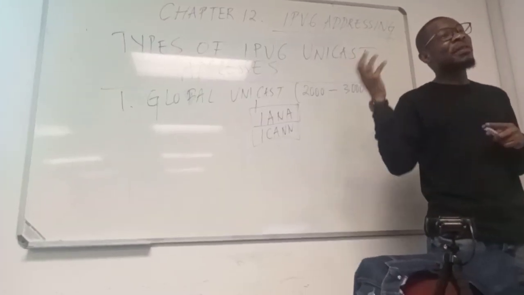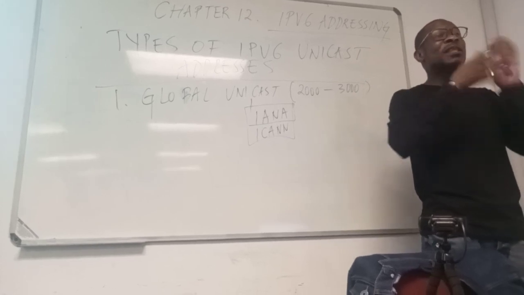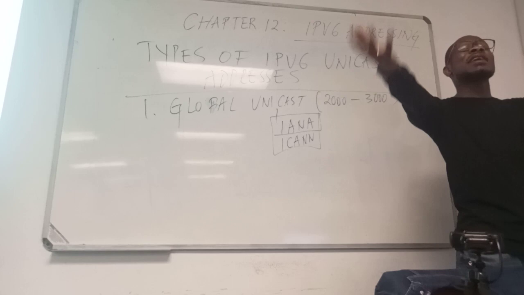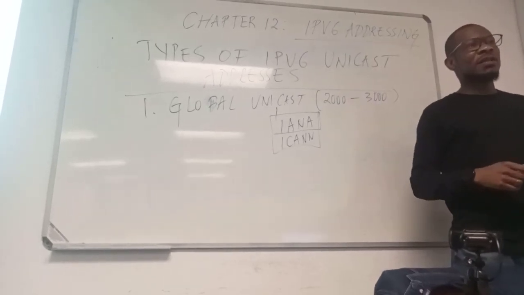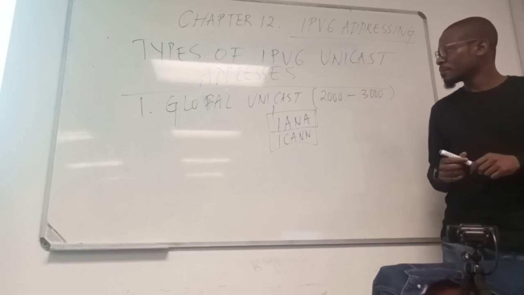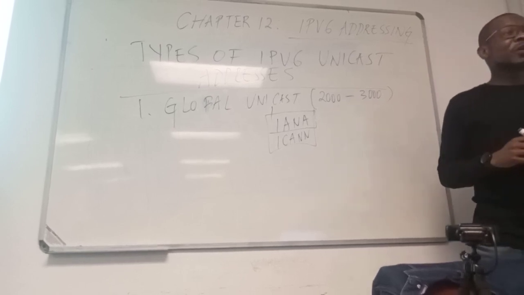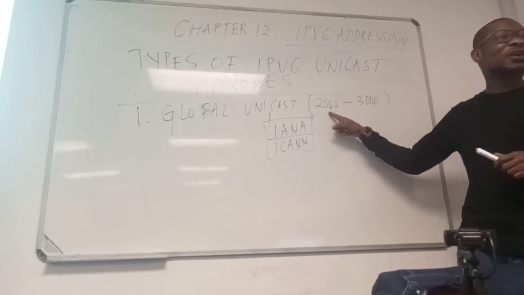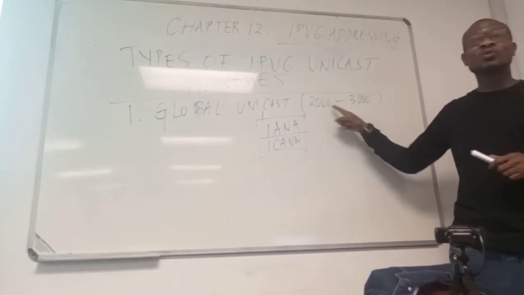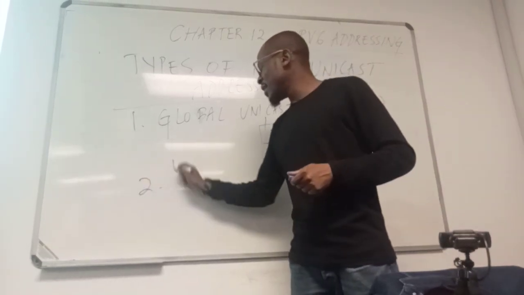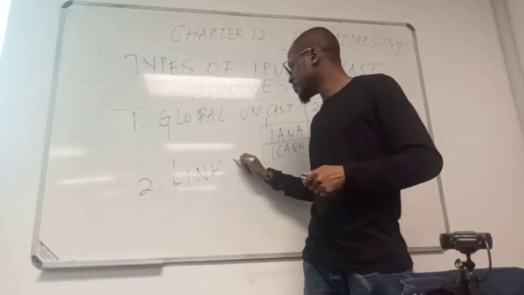And from there, they also have to subnet, to split them into thousands of IPs and distribute to us, right? It's very, very organized. Do remember that. So it always starts with what? 2000, so between 2 and 3, right? For the public. The second one is what we call the link local.